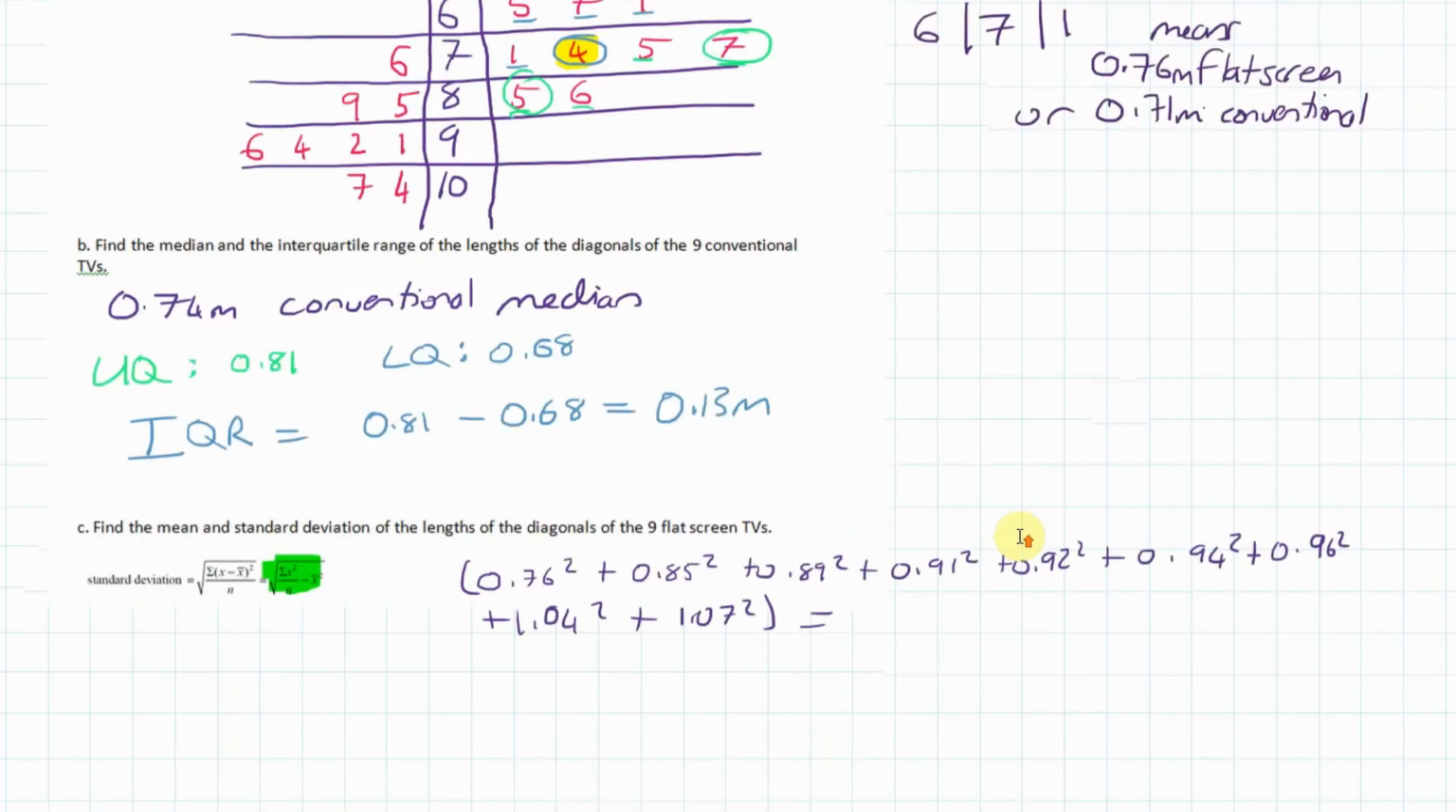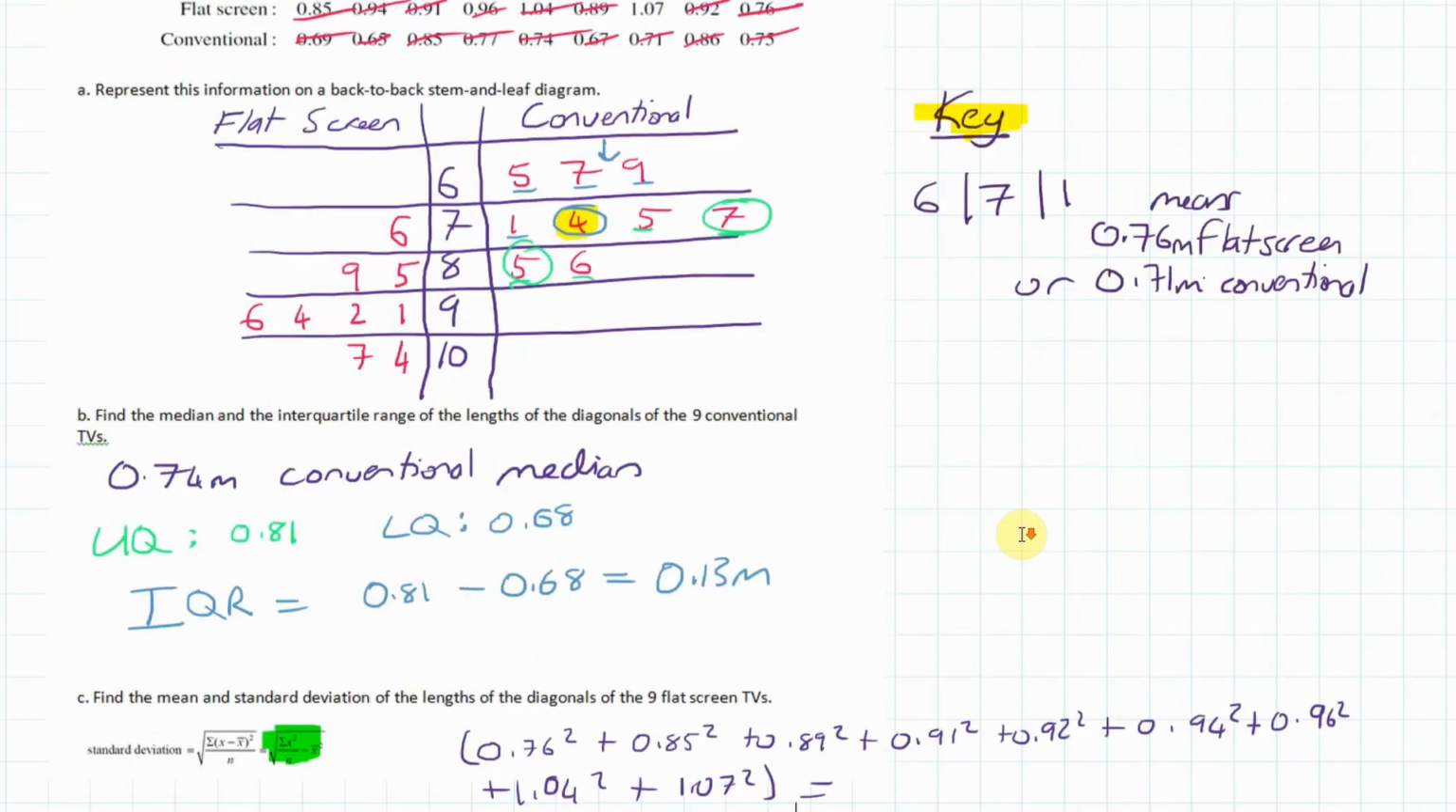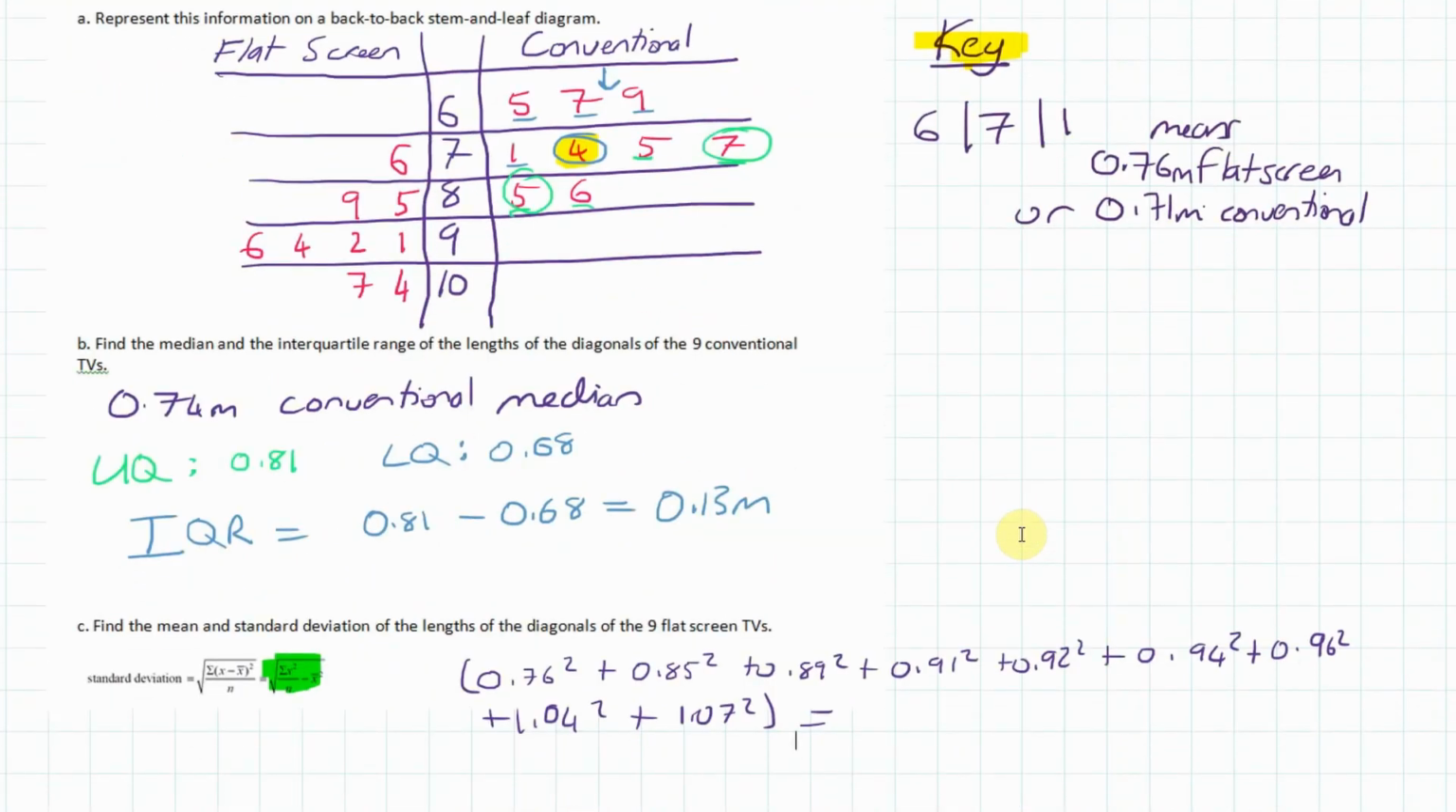So let's do that. Okay, so let's grab the old calculator. What do we get? 0.76 squared plus 0.85 squared plus 0.89 squared plus 0.92 squared plus 0.94 squared plus 0.96 squared plus 1.04 squared plus 1.07 squared. Okay, so I don't know if this is right or not, but I'm just getting 7.7984 at this point.